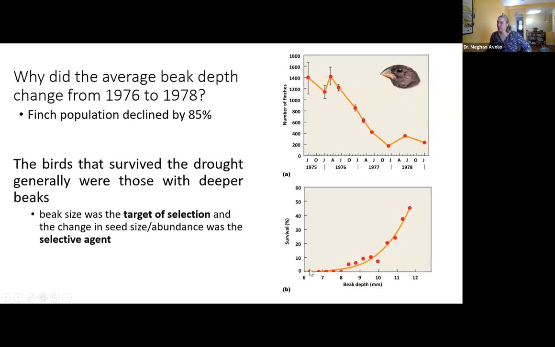So here we see percent survival. Birds with beaks over 10 millimeters had much higher levels of survival, while birds whose beaks were 6 or 7 millimeters simply were not able to live through this drought event. And what occurred was that plants with larger seeds were able to reproduce and set seeds. So the only food source was larger seeds that only birds with larger beaks could break open and ultimately eat.